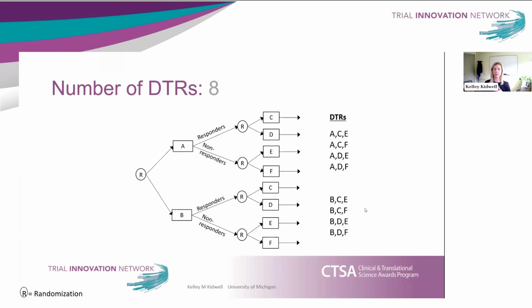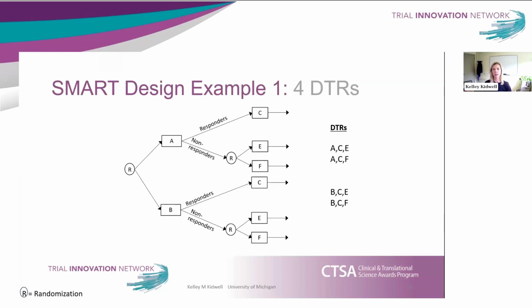If I go back to the first SMART example where the responders all were assigned the same treatment, they weren't re-randomized, we can see here's an example where the number of pathways does not match the number of DTRs, right? Each participant would follow one of these 6 pathways. However, what we're really interested in are these 4 embedded DTRs. Is it better to start with A, and if you respond, continue with C, or if you don't respond, get E? Or is it best to start with B, and if you respond, get C, and if you don't, get F, right? Those are 2 of the embedded DTRs that might be motivating this SMART design.